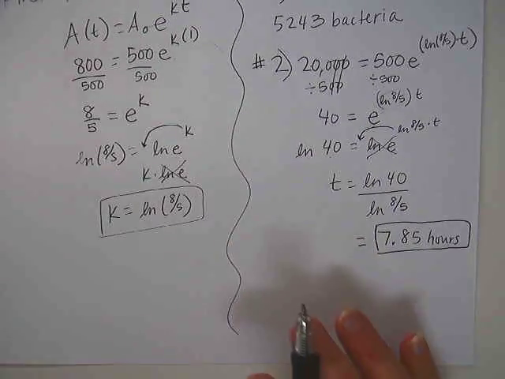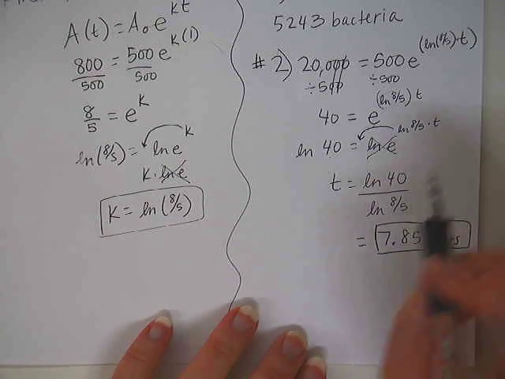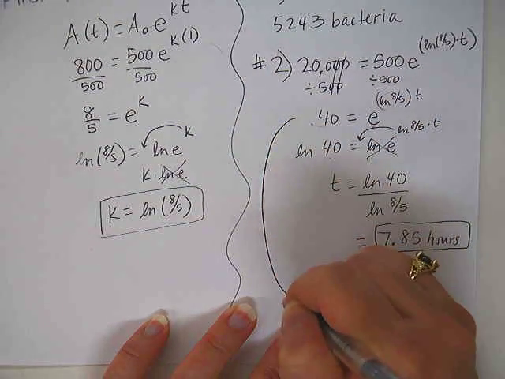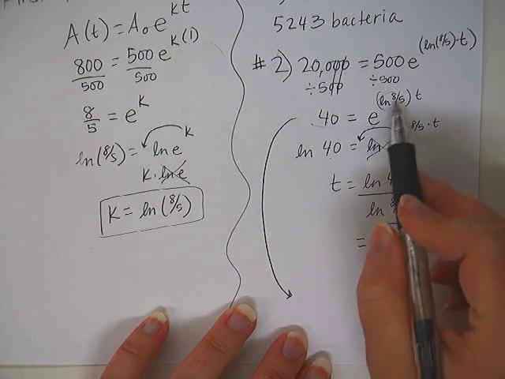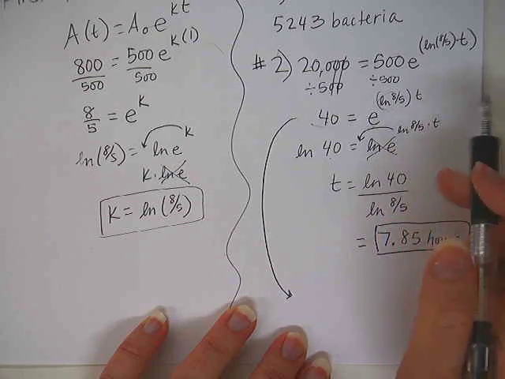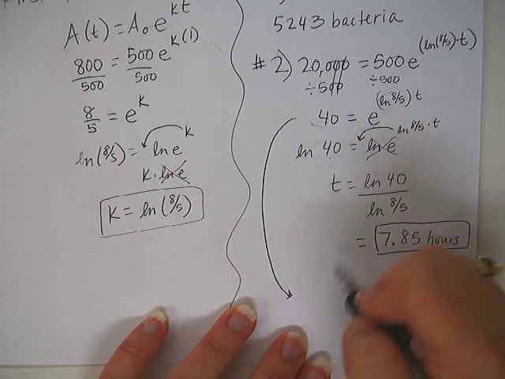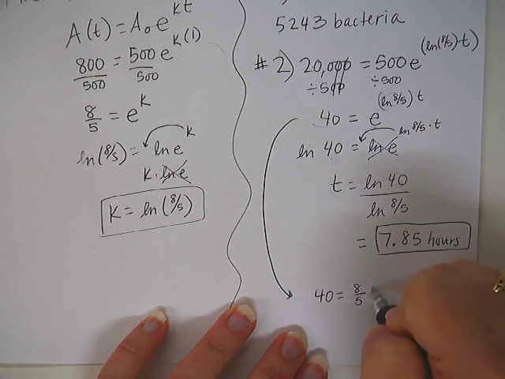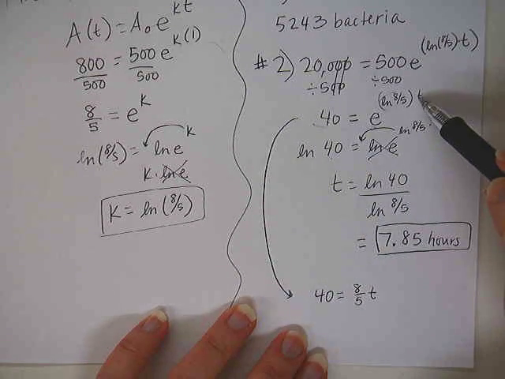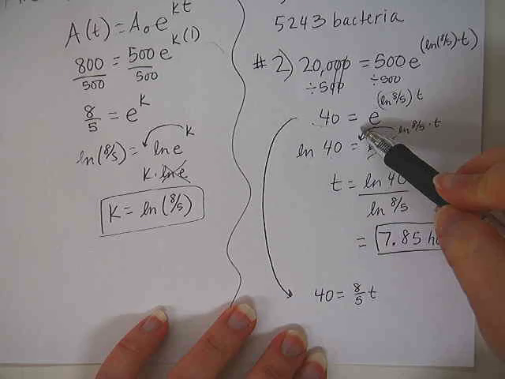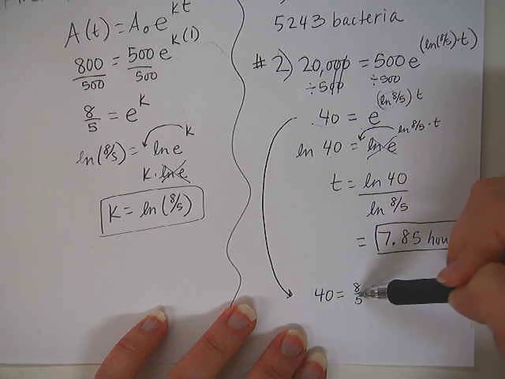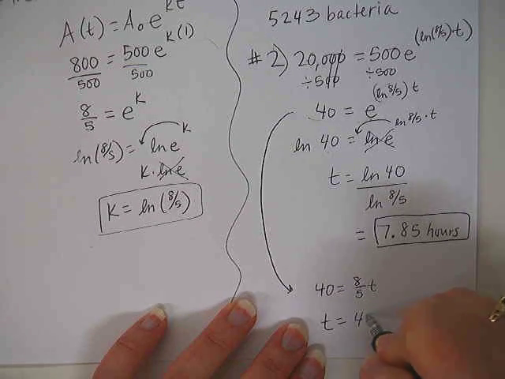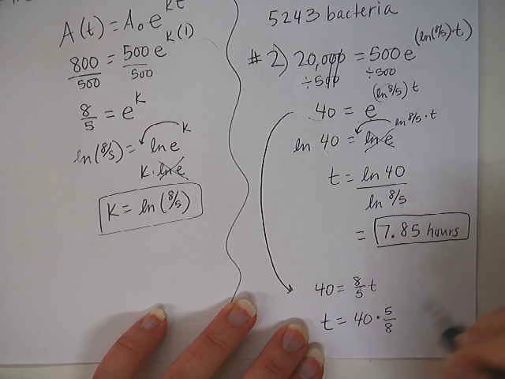Okay, I just want to experiment really fast with the property I was talking about before. It's kind of weird for me to experiment with this on the video, but oh well, let's do it. So back to this step right here. If I think through this property here, I believe that this would be 40 equals 8/5 t, because I think the t would come out front, and then e to the natural log of 8/5 will just be 8/5.